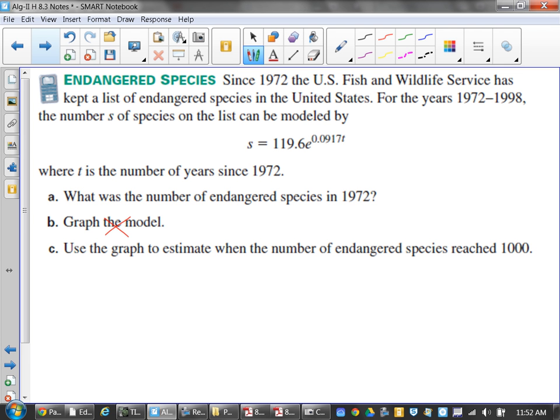Wait, T equals 26? Excuse me, for what? Because that's like 119.6e to the year decimal T. But then at the bottom it says T is the number of years since 1972, and this is for the years 1972 to 1998. So wouldn't it be that amount of time? I see what you're saying. What they're looking at is that this model is from that year's span. It's not saying that the T value is 26. You can say that after 26 years, you could have that many endangered species.